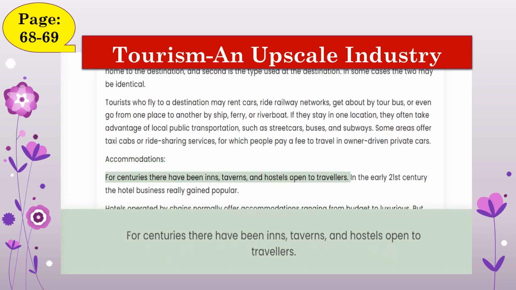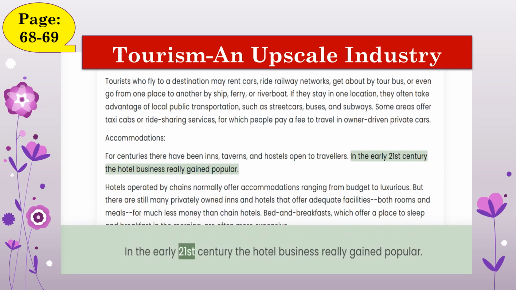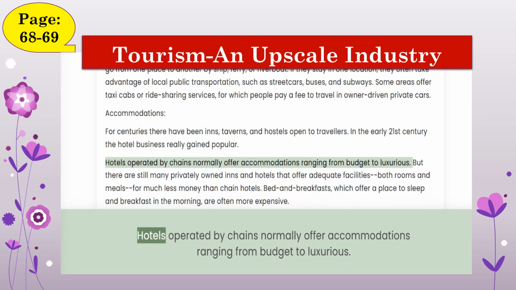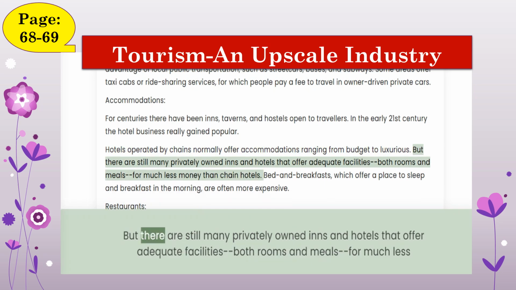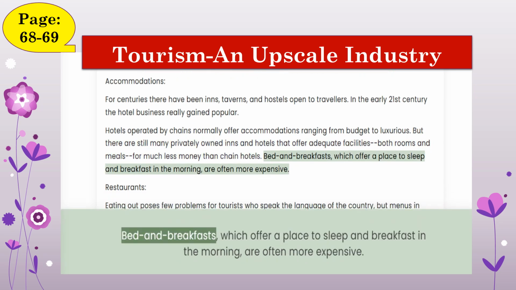Accommodations. For centuries there have been inns, taverns, and hostels open to travelers. In the early 21st century the hotel business really gained popularity. Hotels operated by chains normally offer accommodations ranging from budget to luxurious. But there are still many privately owned inns and hotels that offer adequate facilities, both rooms and meals, for much less money than chain hotels. Bed and breakfasts, which offer a place to sleep and breakfast in the morning, are often more expensive.